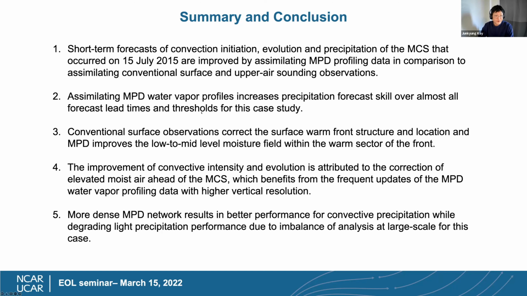The improvement of convective intensity and the evolution is attributed to the correction of elevated moist air ahead of this MCS, which benefits from the frequent and continuous update of the MPD water vapor profile data. And a denser MPD network results in better performance for convective intense precipitation, while degrading light precipitation performance due to the imbalance of the analysis field at large scale.